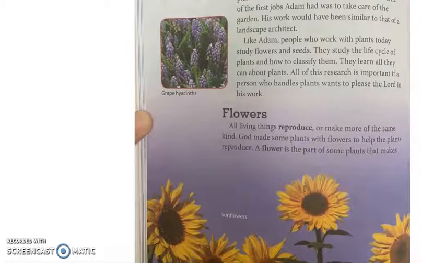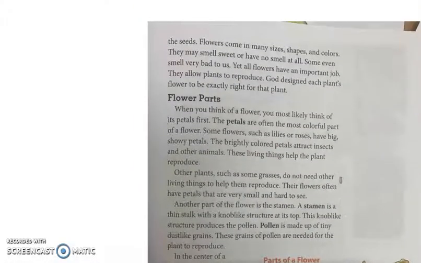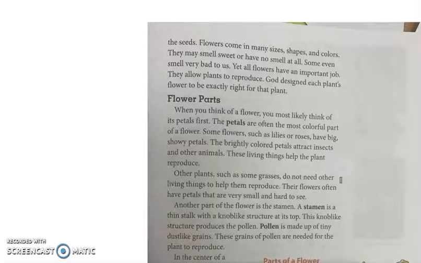Flowers. All living things reproduce, or make more of the same kind. God made some plants with flowers to help the plants reproduce. A flower is the part of some plants that makes the seeds. Flowers come in many sizes, shapes, and colors. They may smell sweet or have no smell at all. Some even smell very bad to us, yet all flowers have an important job. They allow plants to reproduce.